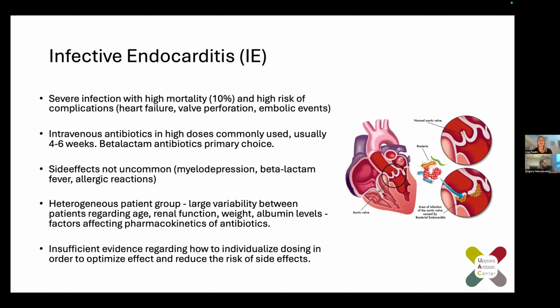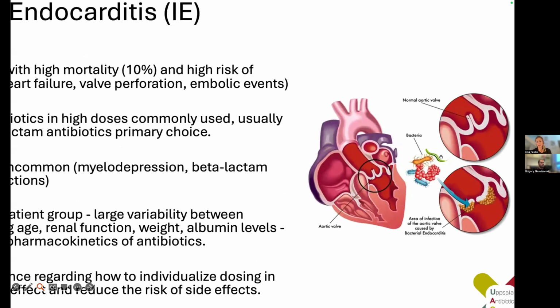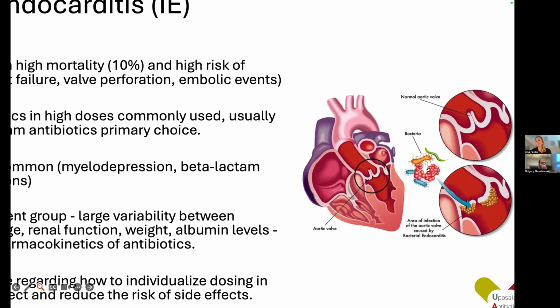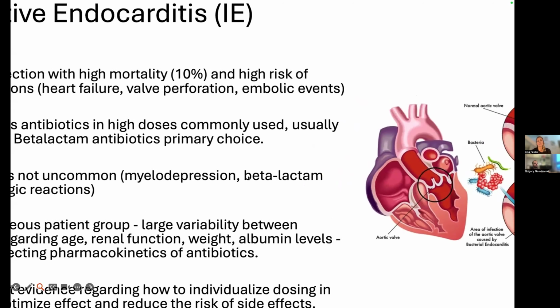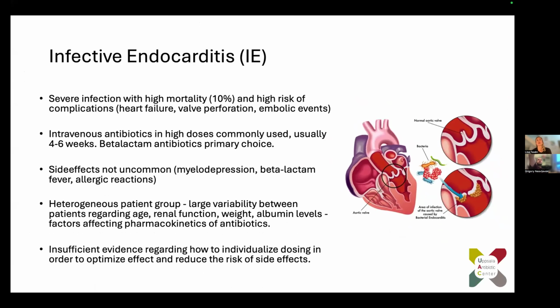Infective endocarditis is an infection that targets the heart valves, as you can see in this picture. The bacteria, typically Staph aureus or different kinds of streptococci, mainly those from the oral cavity, infect the heart valves and form so-called vegetations on the valves. They consist of bacteria, inflammatory cells, platelets, and fibrin. And this is a severe condition with high mortality.